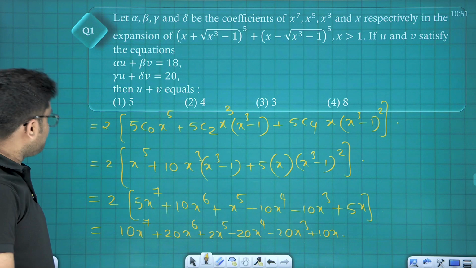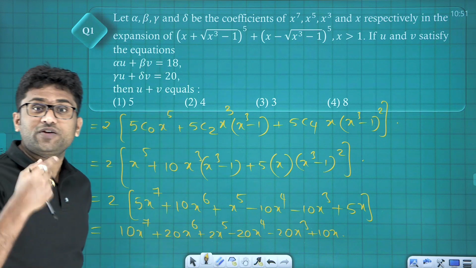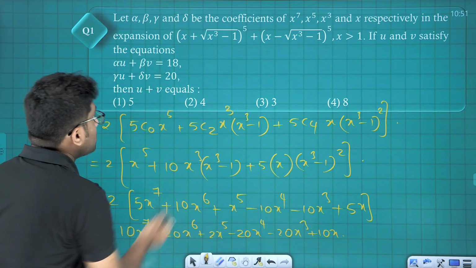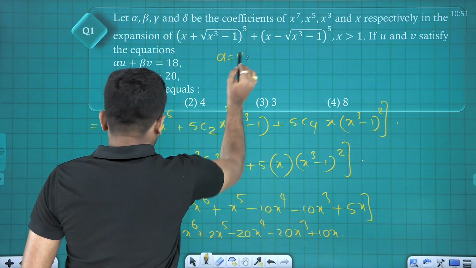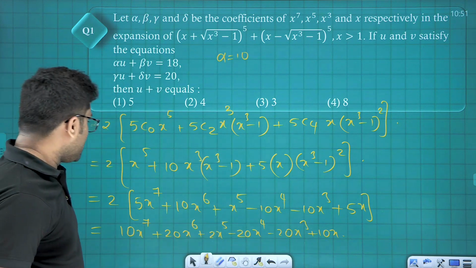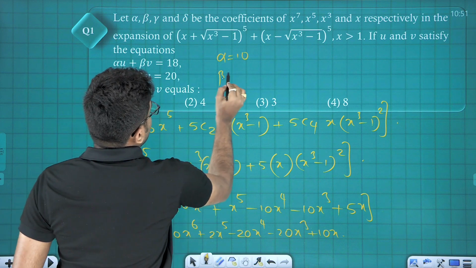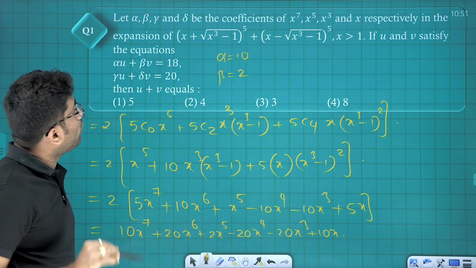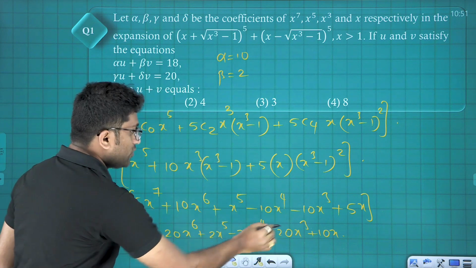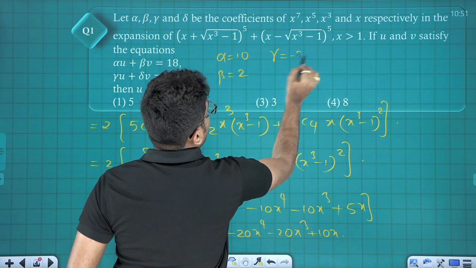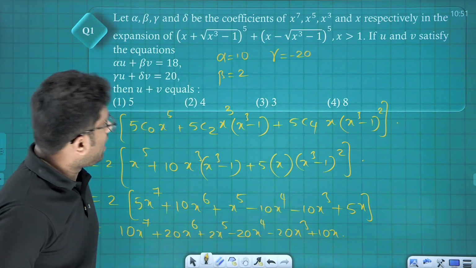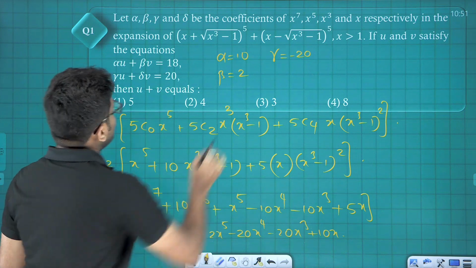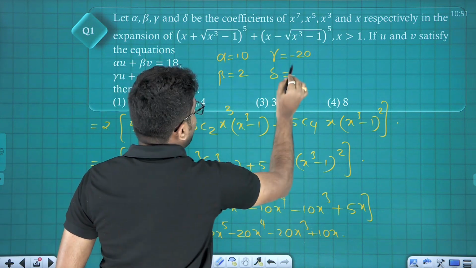Now they have given alpha is the coefficient of x power 7. So alpha is equal to 10. Beta is the coefficient of x power 5. Beta is equal to 2. Gamma is the coefficient of x cube. That is nothing but gamma is equal to minus 20. And the coefficient of x, that is delta, is equal to plus 10, friends.